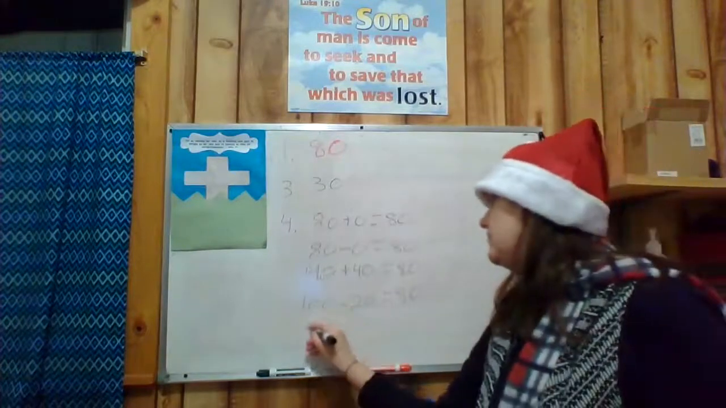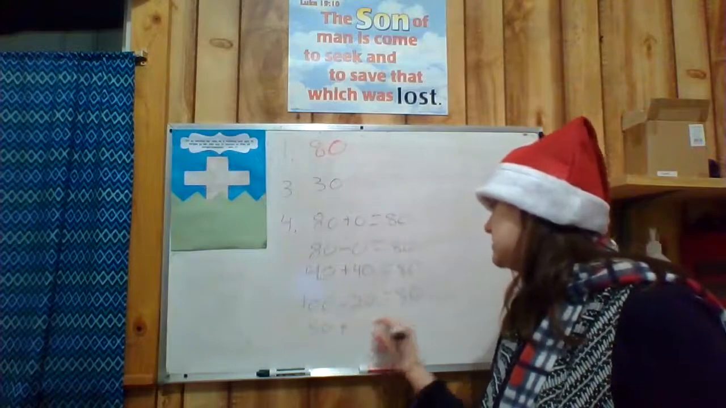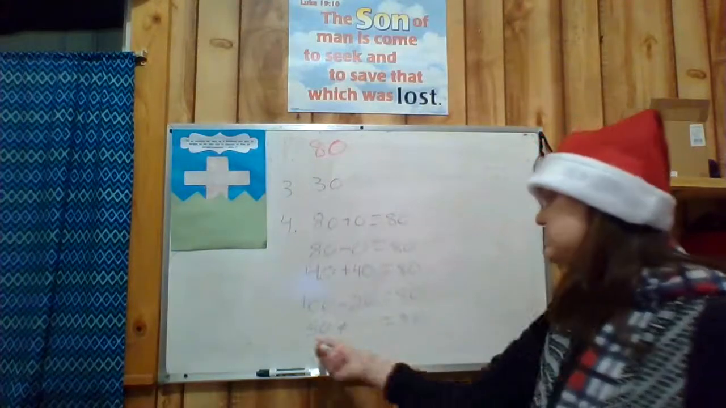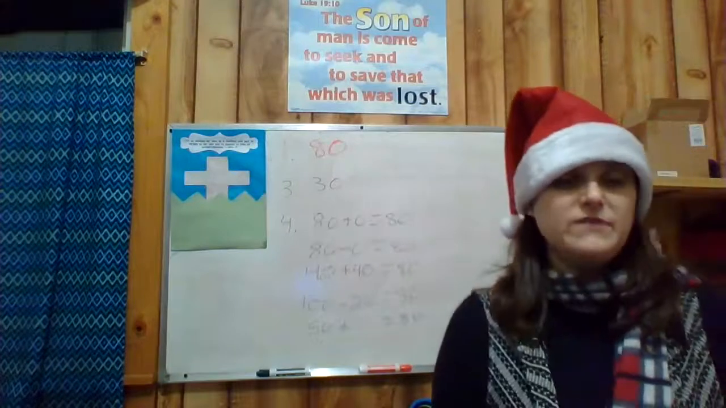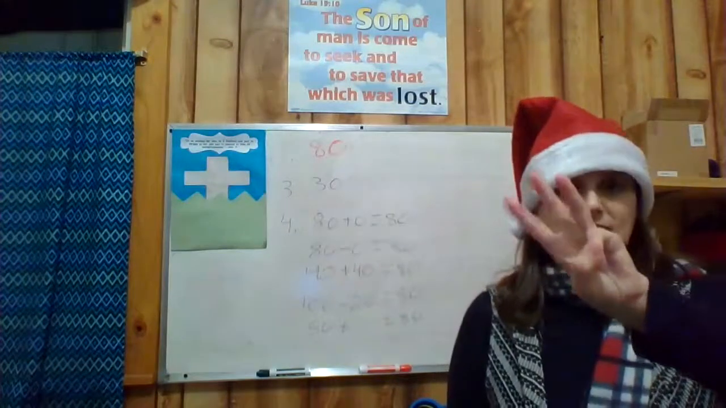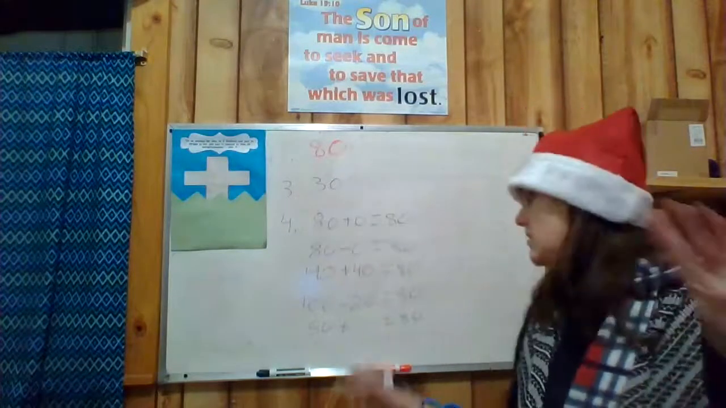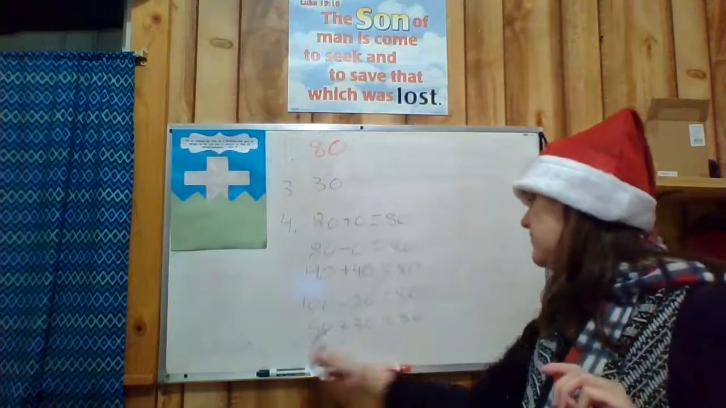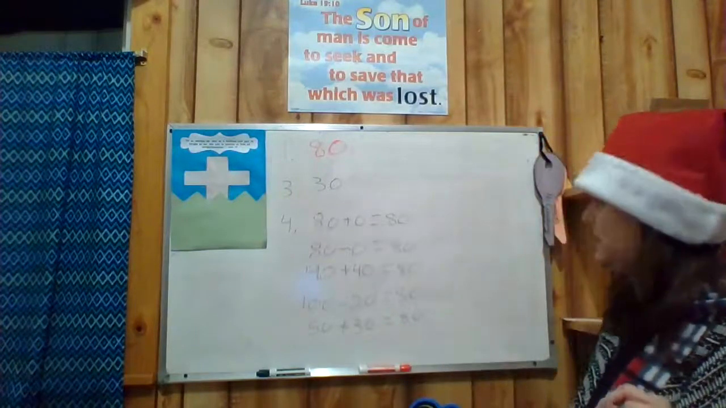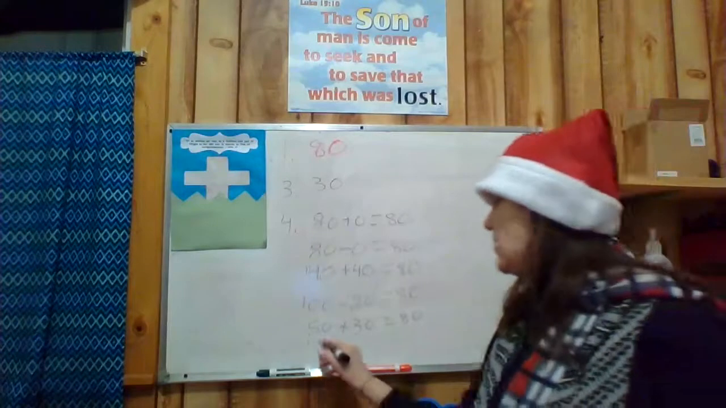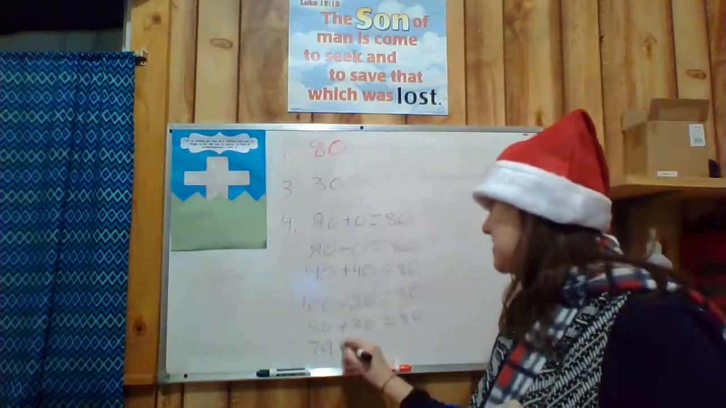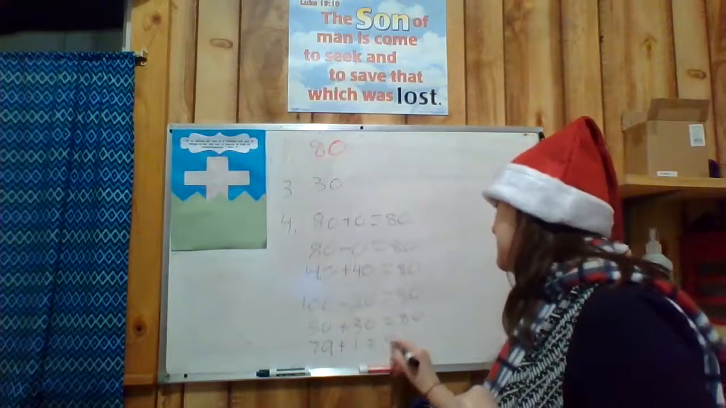Let's do 50 plus blank equals 80. So let's start with 50 and count to 80. Ready? 50, 60, 70, 80. We added 30 more. So 50 plus 30 equals 80. And yes, I know one of you probably thought of this one: 79 plus 1 equals 80.